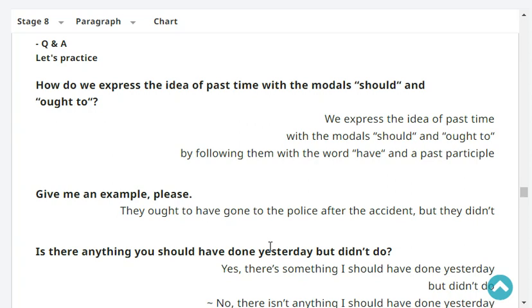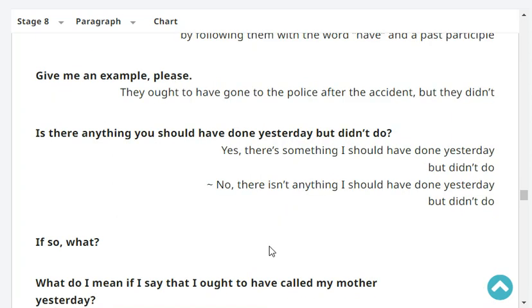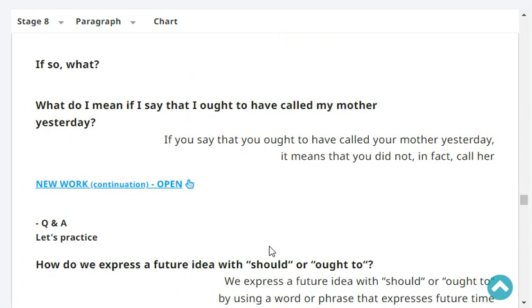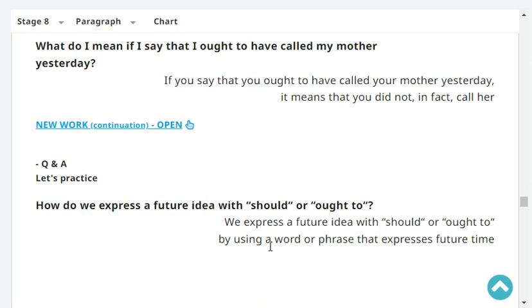There isn't anything I should have done yesterday but didn't do. Very good. What do I mean if I say that I ought to have called my mother? If you say that you ought to have called your mother, it means that you did not, in fact, call her. Very good.